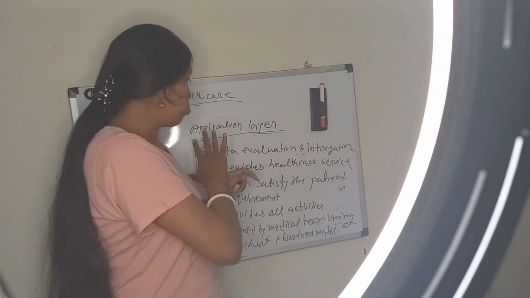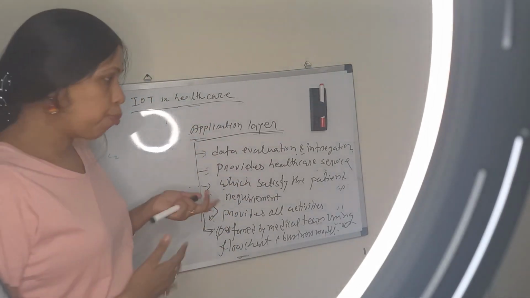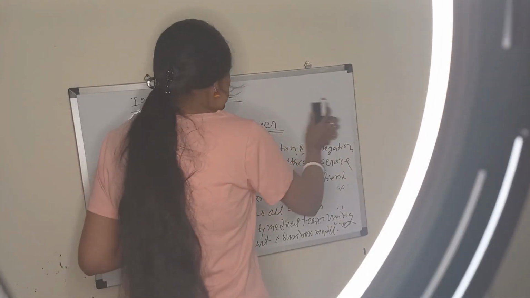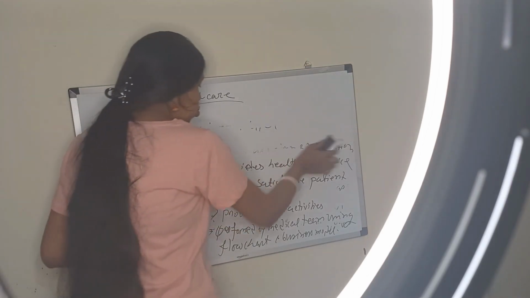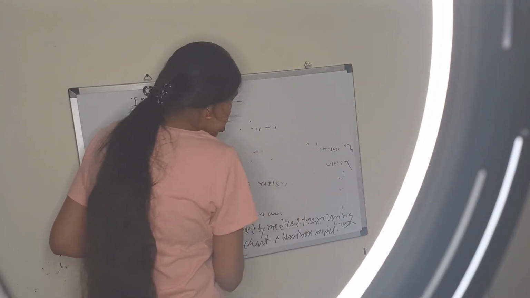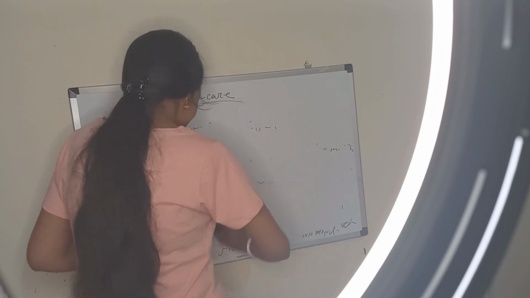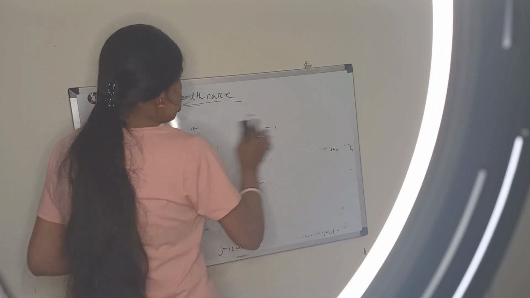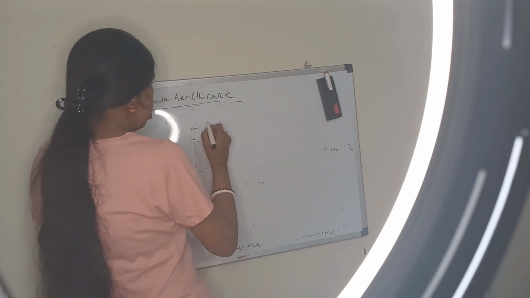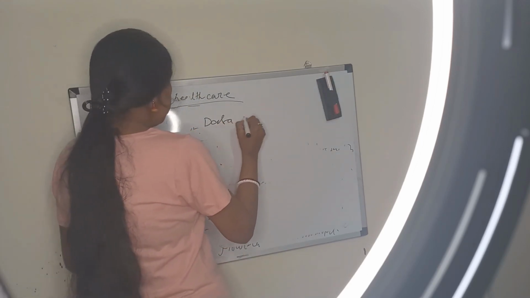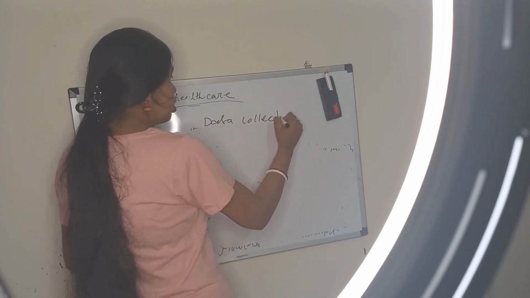So these are the four layers. Under these four layers there are three phases. Now I'll discuss the phases. The phases are related to these four layers only. What are the phases? First is the data collection. What is data collection?